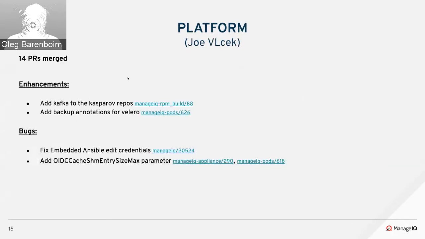Sure. So 14 PRs were merged in the platform-based sprint. There were a couple of noteworthy enhancements. One is Kafka is now included in the build, and the Laravel backups of listed volumes has been enabled. There are a couple of noteworthy bugs. One was fixed where edits to embedded Ansible credentials were not being correctly stored. And another bug was addressed where the OpenID Connect SHM cache was undersized for most installations, causing authentication failures. And those are the highlights for the platform space.